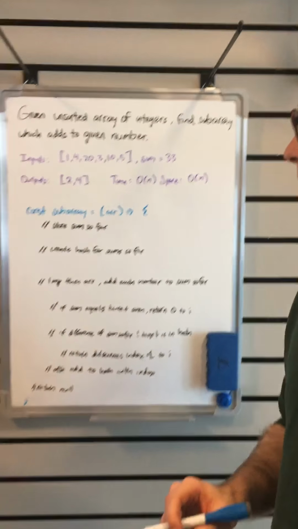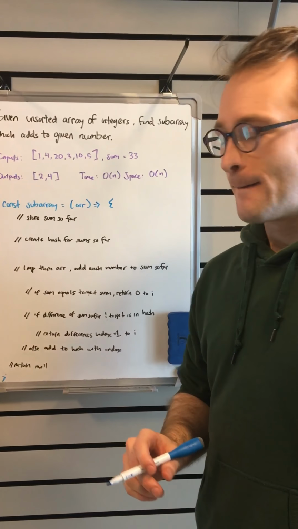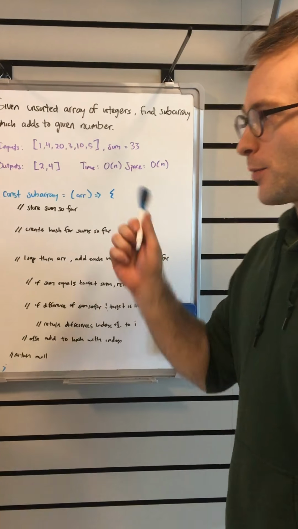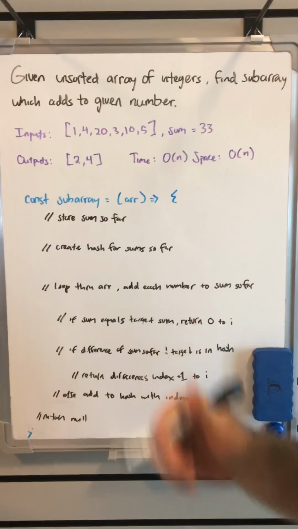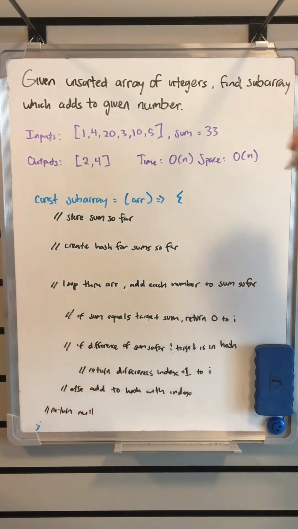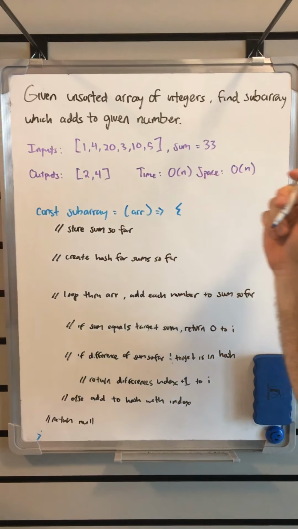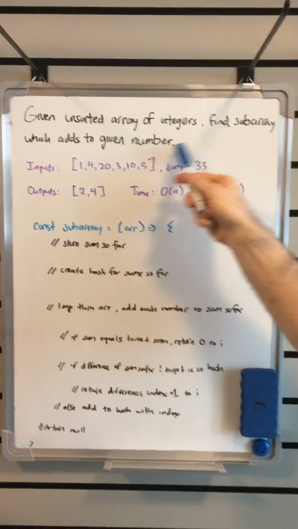Hello, today we're going to do another problem by Cal Academy, array problem set number 4. The problem asks us, given an unsorted array of integers, meaning it could have negative numbers and positive numbers, find a subarray which adds to the given number or the sum.